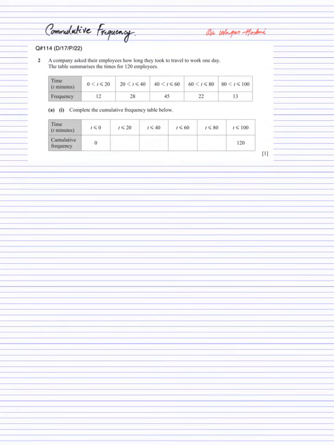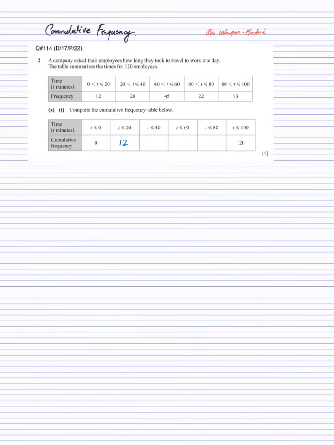The first column indicates that t is greater than 0 and lesser than or equal to 20, and in your CF column you can see that t should be lesser than or equal to 0 and its frequency is 0, because t is greater than 0. Now when you are moving to the next column, that is t lesser than or equal to 20, that amount is 12 as given in the frequency table.